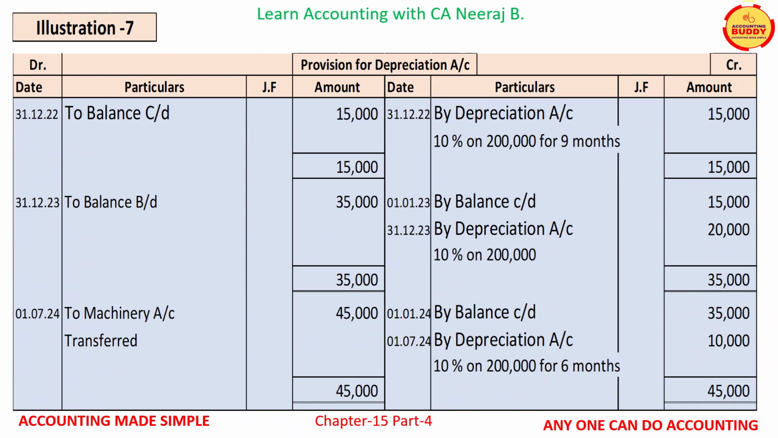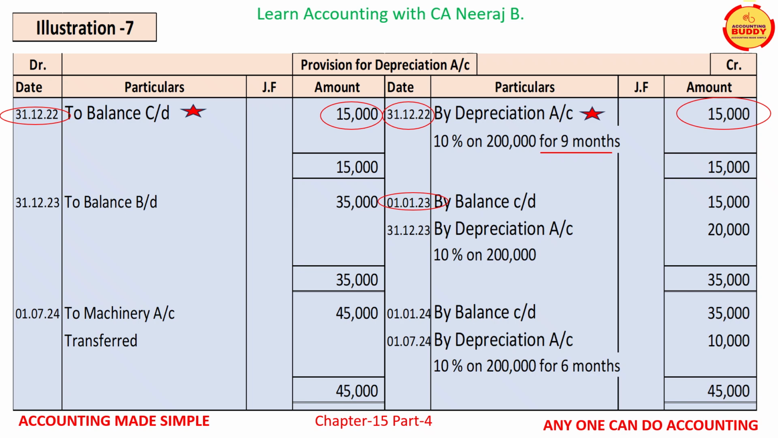The provision for depreciation ledger account is displayed on your screens. On 31st December 2022, $15,000 will be posted on the credit side of the provision for depreciation account by writing the words "By depreciation account" under the particulars column. Depreciation for the financial year 2022 is provided for 9 months at the rate of 10% per annum. On 31st December 2022, the $15,000 depreciation for the financial year 2022 will become the closing balance and will be written on the debit side of the account by writing the words "To balance carried down".